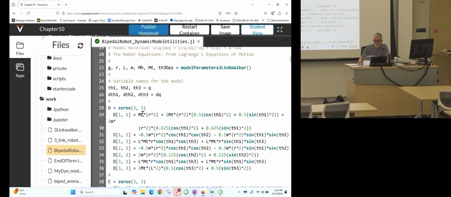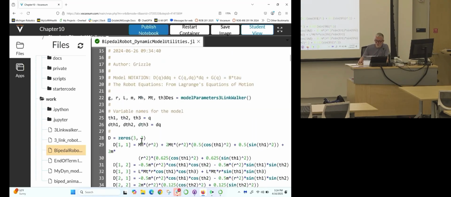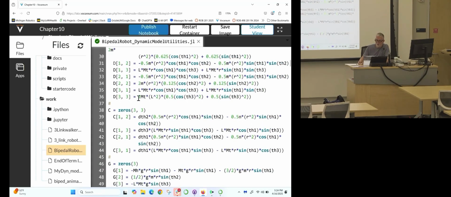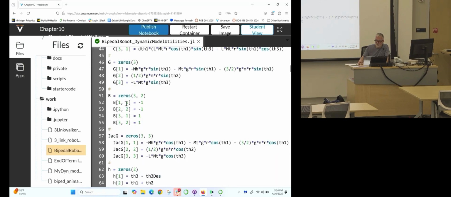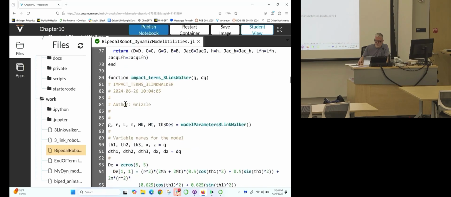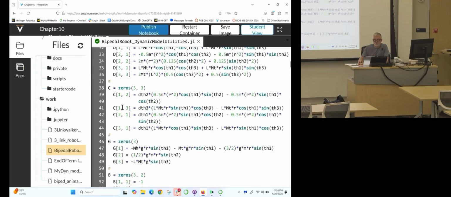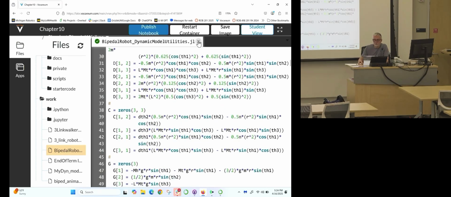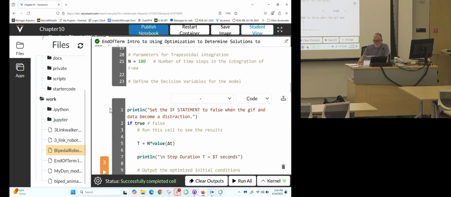Here are the terms in the dynamic model. So it's the standard robot equations, D times Q double dot plus C of Q, Q dot times Q dot plus G equals, etc. Okay, so there's no way that you can solve those equations by hand, okay?